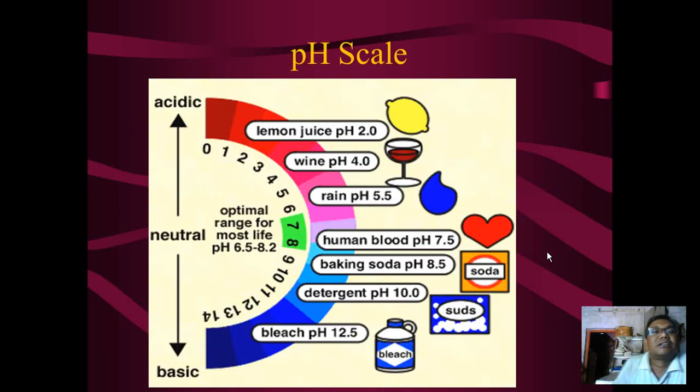If you look at the scale of acid, neutral and base, the pH of lemon juice is 2.0. Wine or alcohol is pH 4.0. Rainwater has a pH of 5.5. Human blood pH is 7.5. Baking soda pH is 8.5. Detergent is pH 10.0. Bleach pH is 12.5. The optimal range for most life is pH 6.5 to 8.2.